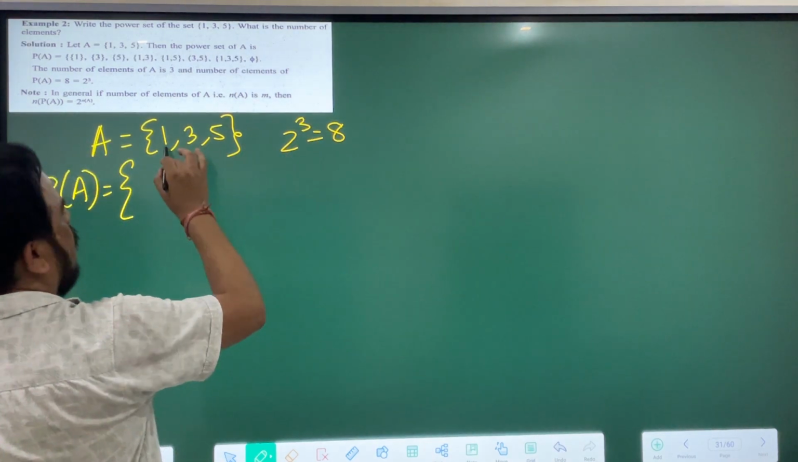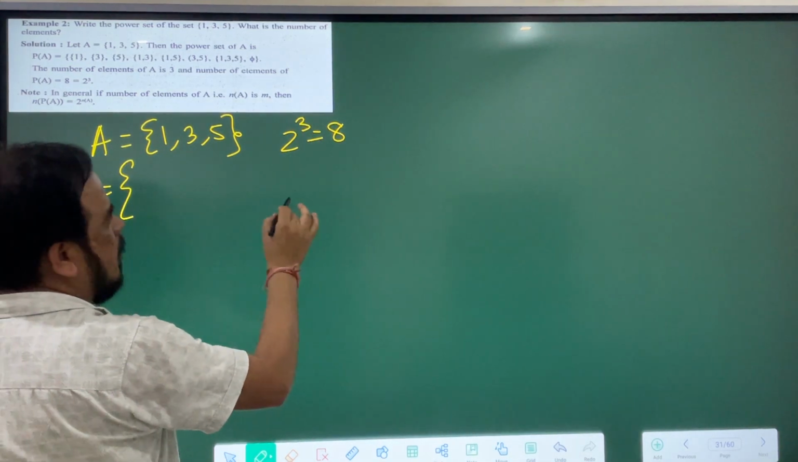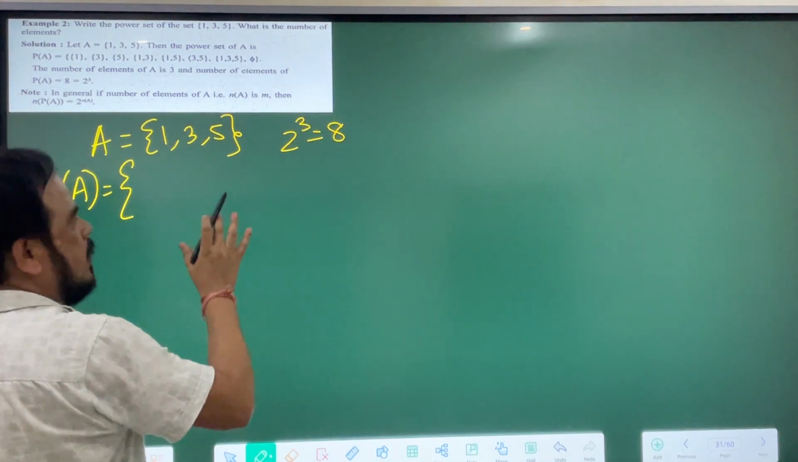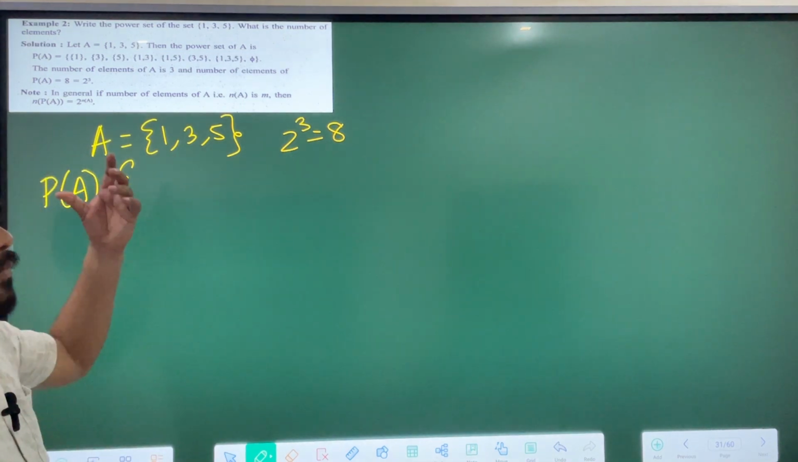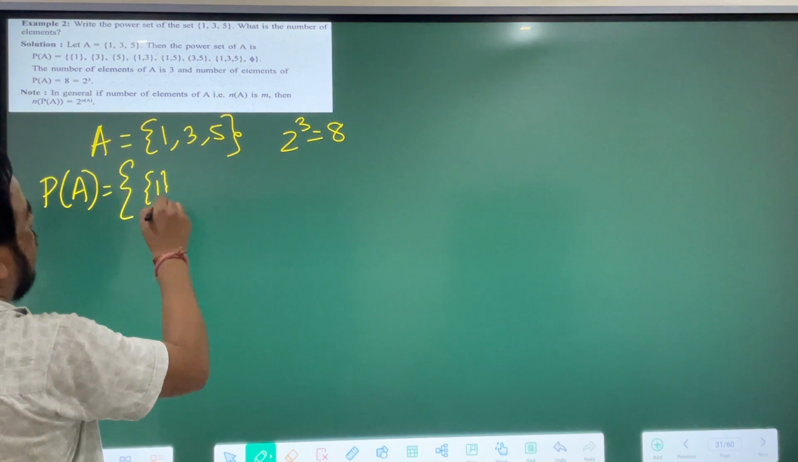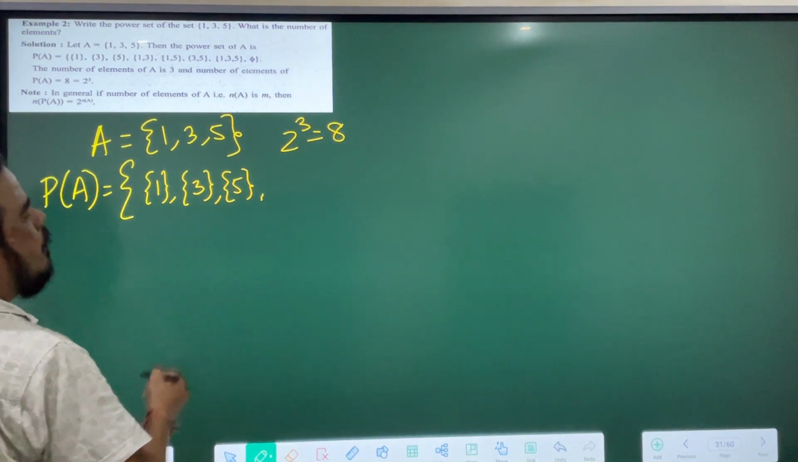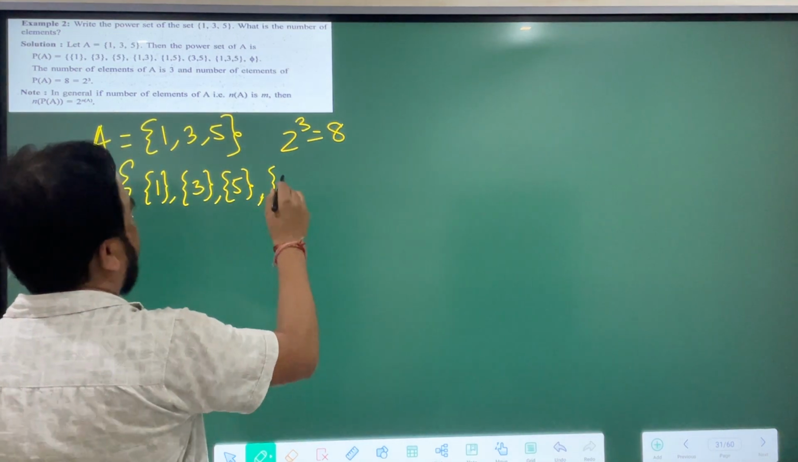So first of all, let us make sure how many subsets we will get. 1, 2, 3, so 2 to the power 3. 2 to the power 3 is 8. So whatever subsets we write, after writing we must verify whether we have written 8 subsets or not. Let us write 1, single, single. Single finished. Now double.